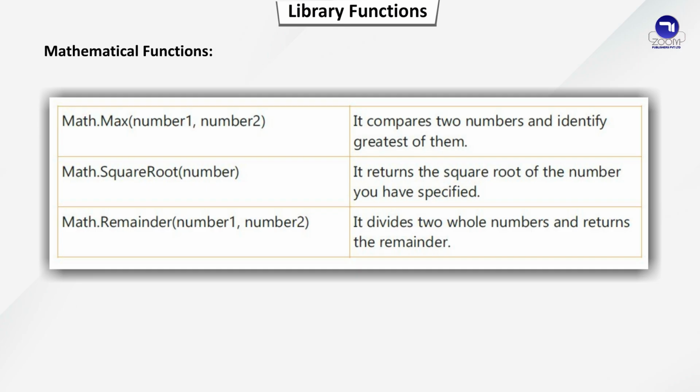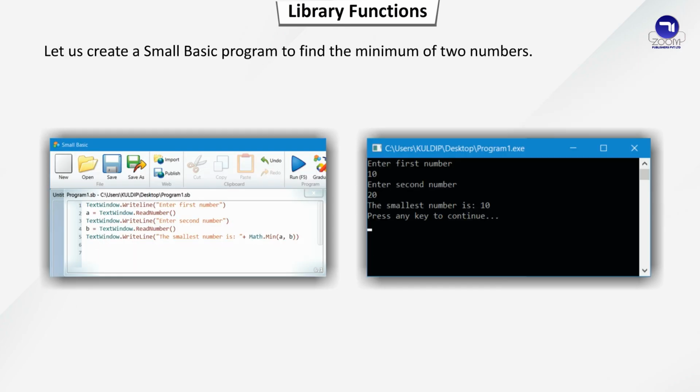Math.Remainder(number1, number2). It divides two whole numbers and returns the remainder. Let us create a Small Basic program to find the minimum of two numbers.